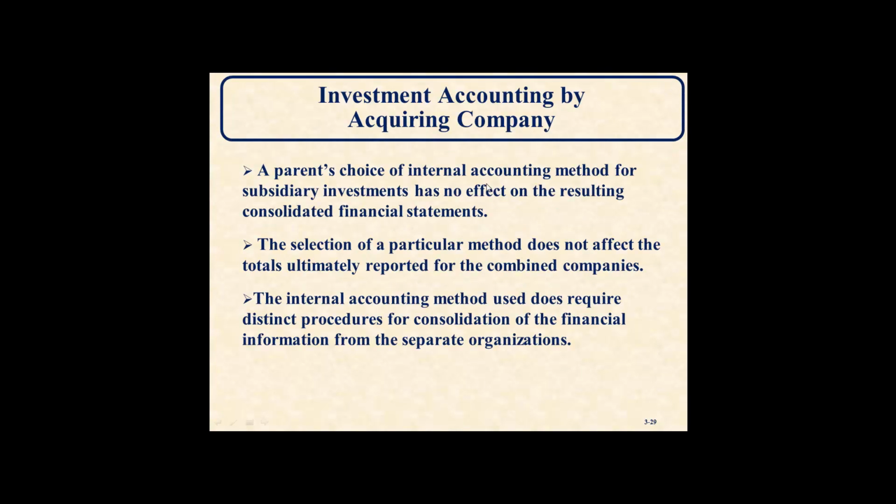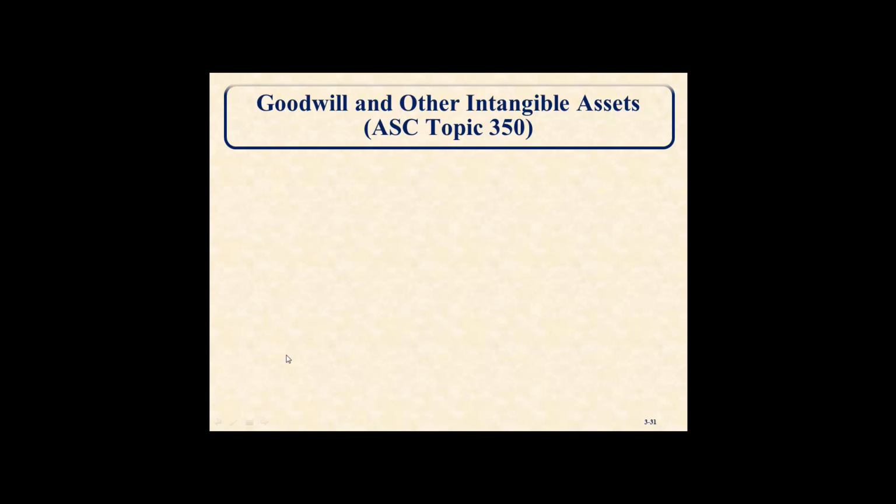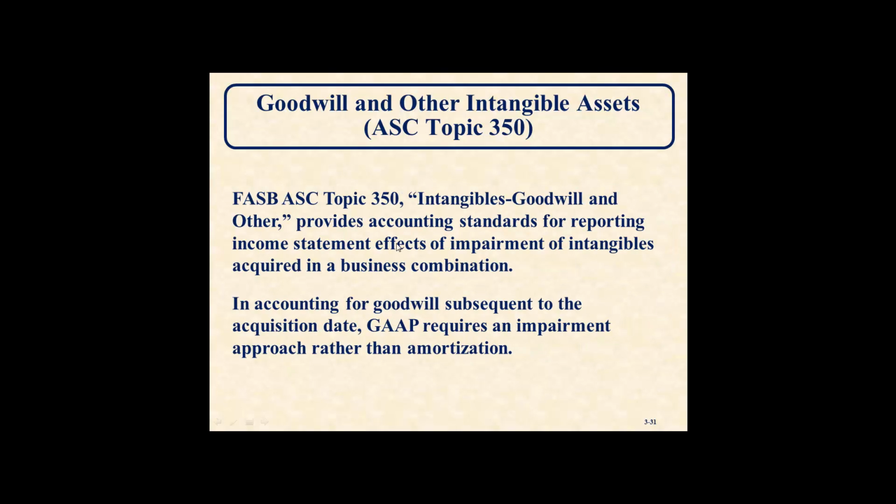A parent's choice of internal accounting method for the subsidiary investment has no effect on the resulting consolidated financial statements. The selection of a particular method does not affect the totals ultimately reported. That's why you can choose any of the methods. The internal accounting method used does require distinct procedures for consolidated financial statements from the separate organizations. I will just briefly talk about what goodwill and other intangible assets are.